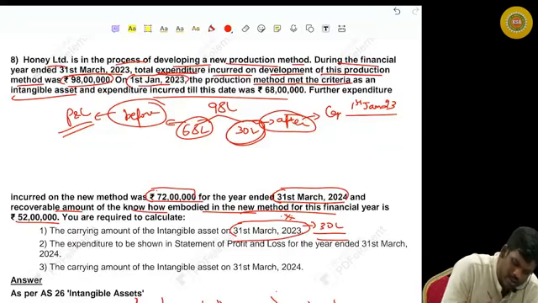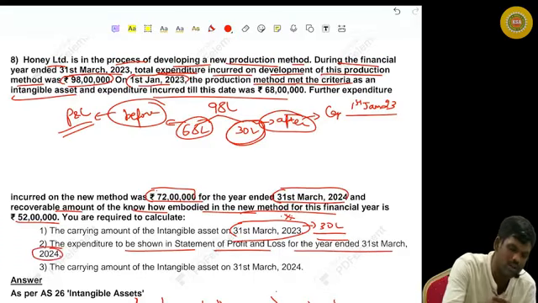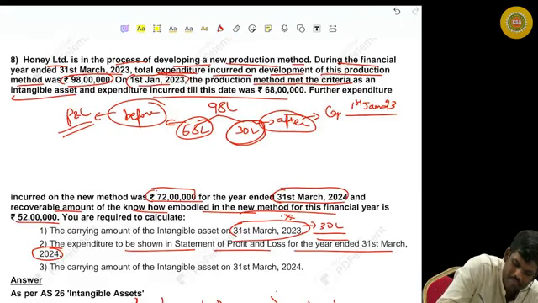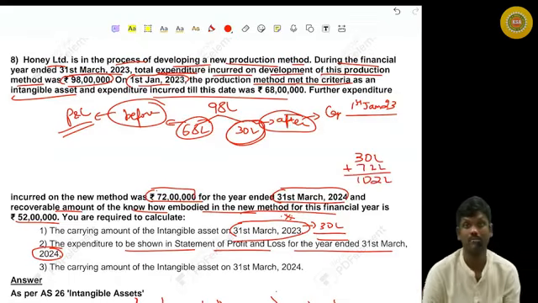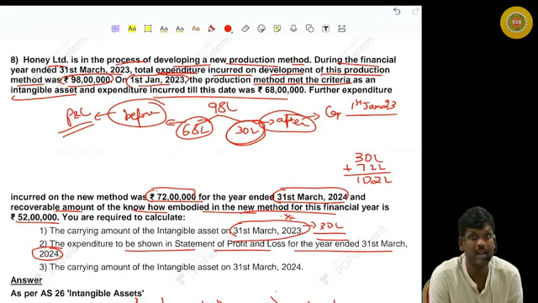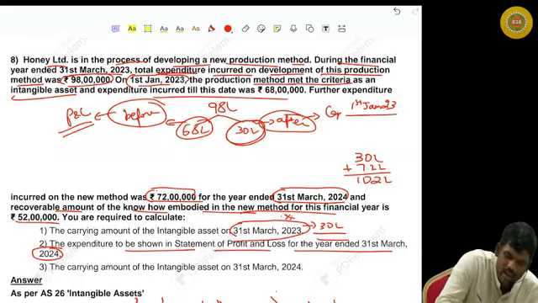Next, the expenditure to be shown in P&L for the year ended 31st March 2024. Initially 30 lakhs was there. Now another 72 lakhs you have incurred. So what will be the total carrying amount? 1 crore 2 lakhs. And this is an intangible asset still under development. What is AS 26 saying? If an intangible asset is under development, it should be put to an impairment test every year, whether or not there are indicators. So carrying amount is 1 crore 2 lakhs.